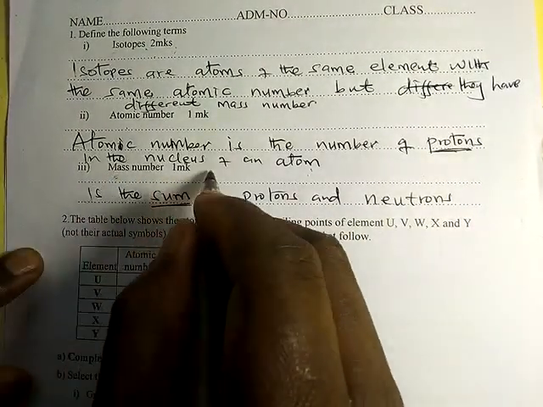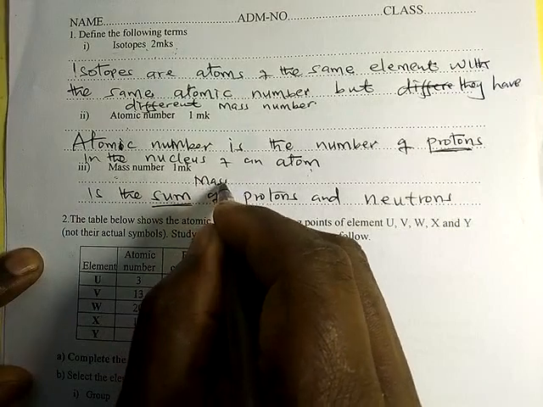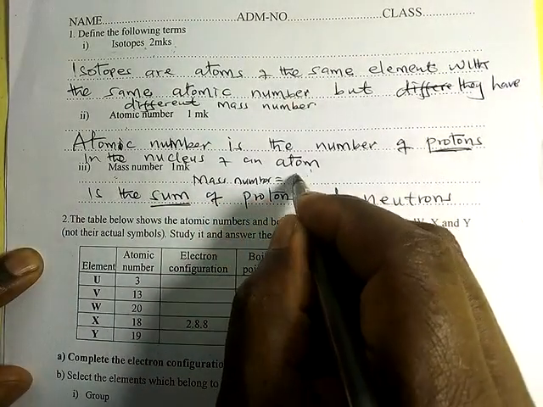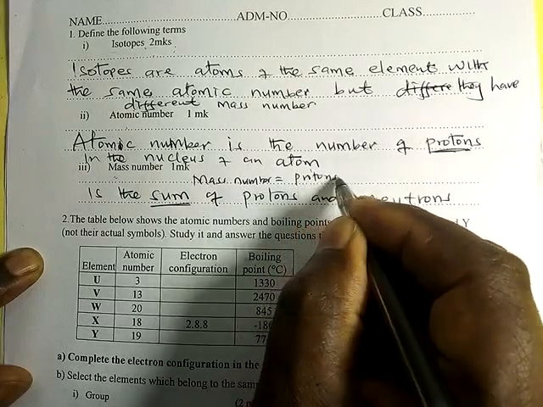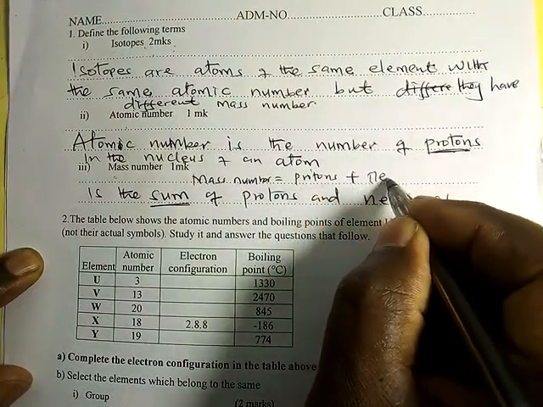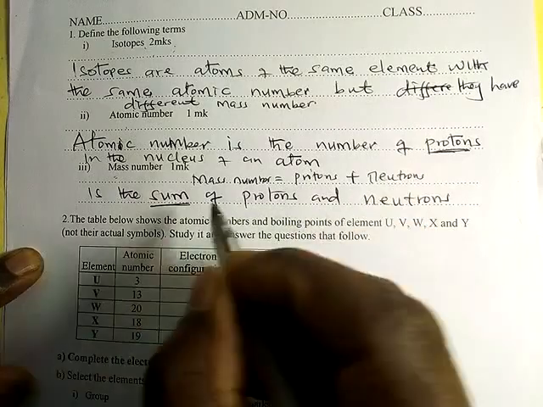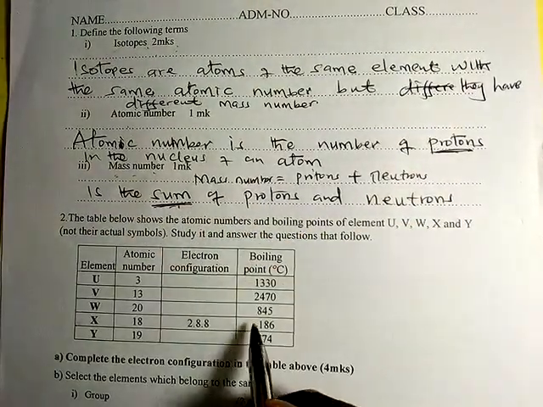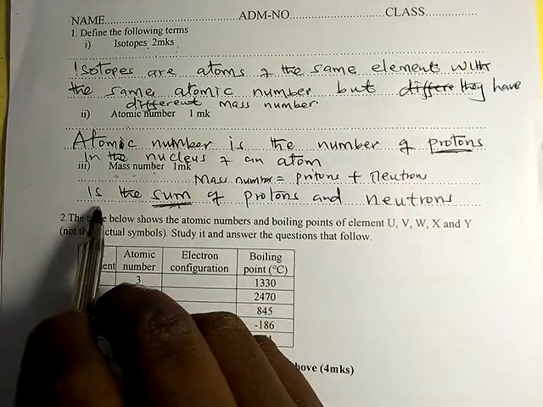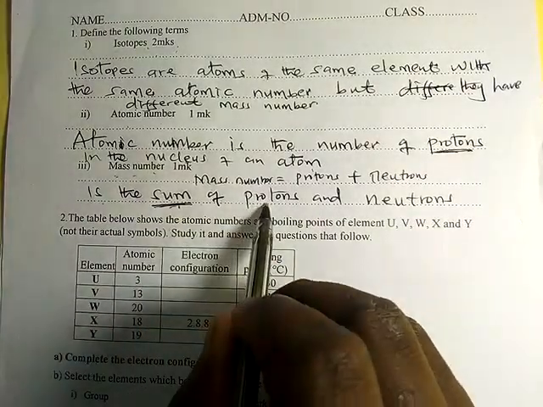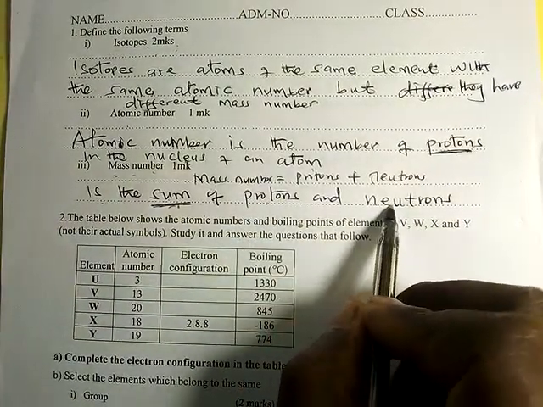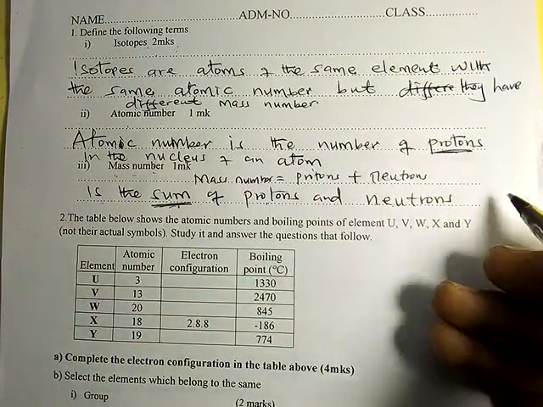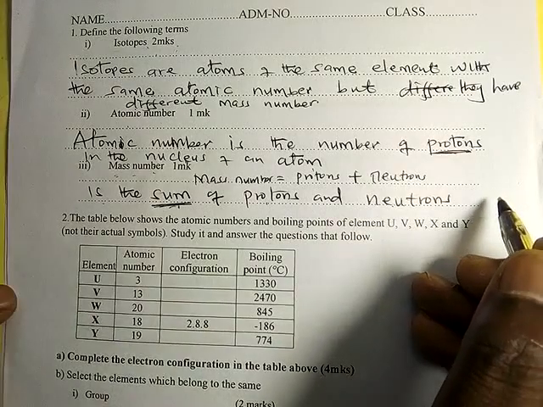So mass number is equal to protons plus neutrons. So mass number is the sum, the addition. Therefore, when you are asked to define mass number, you simply say it is the sum of the protons and the neutrons, or you can even add in the nucleus of an element. That's that.